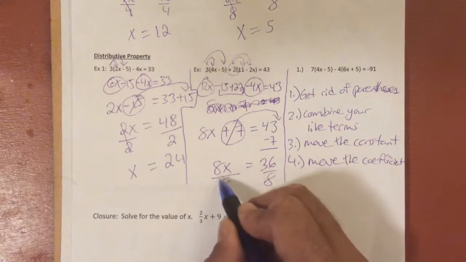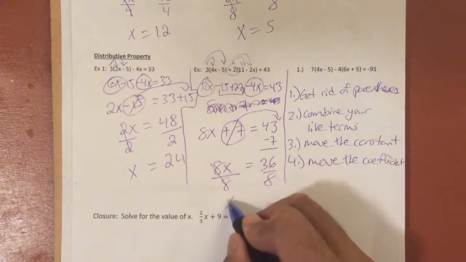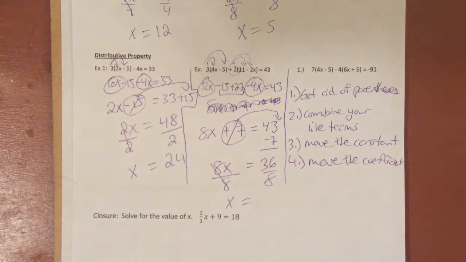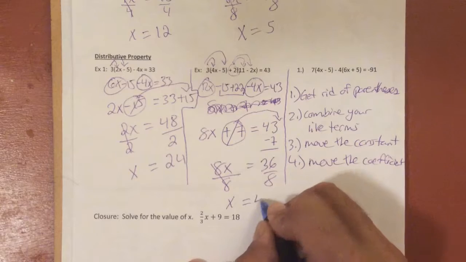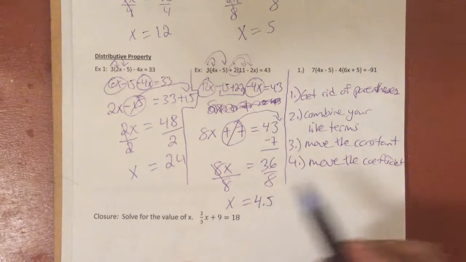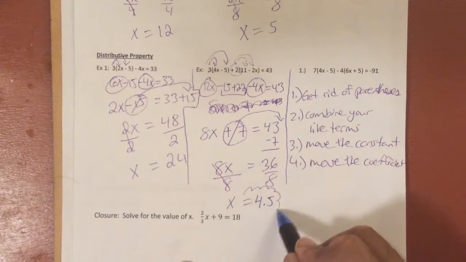So the opposite of multiplying by 8 is to divide by 8. Now, of course, 36 divided by 8 could be either a decimal or a fraction, but if you do 36 divided by 8 as a decimal, you get 4.5, which doesn't seem too bad of an answer.